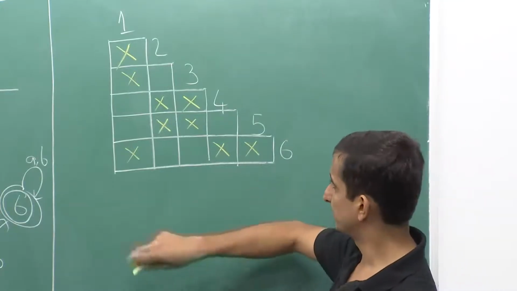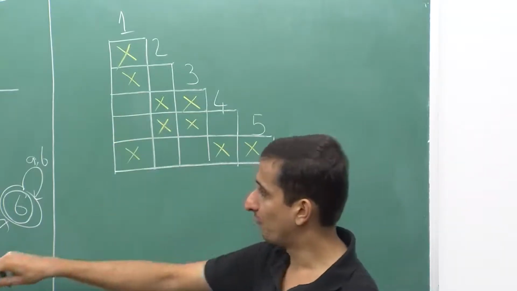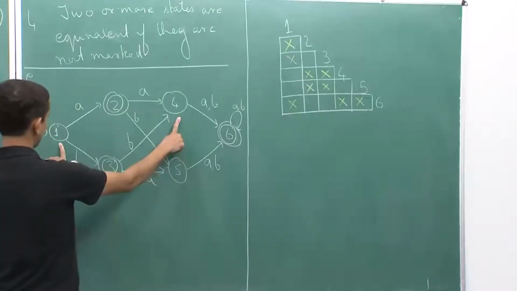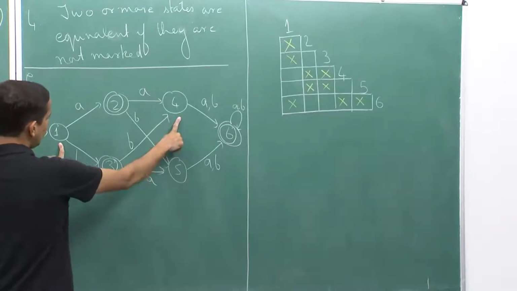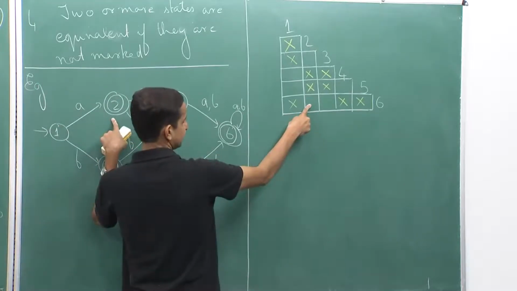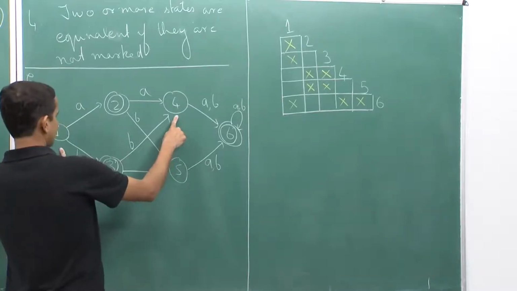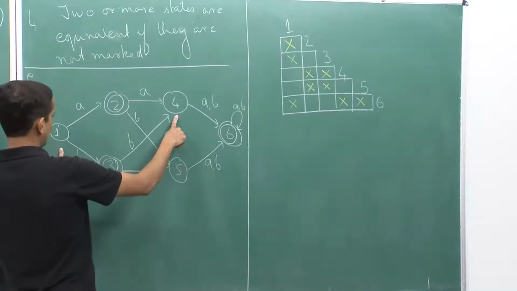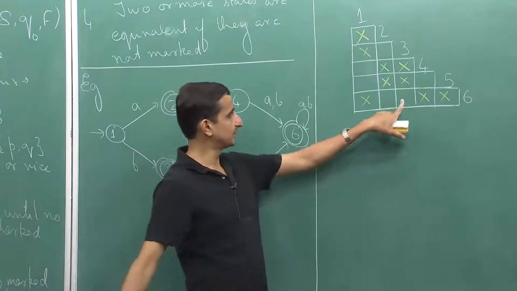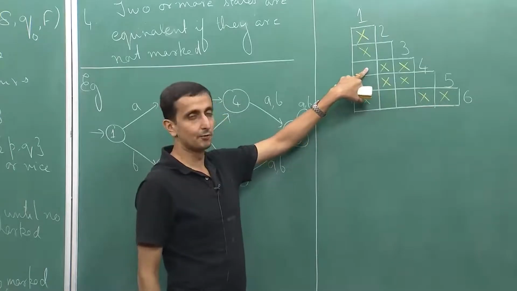Okay. So, let us look at the first unmarked pair 1 comma 4. So, from 1 comma 4 on an A, where do we go to? From 1 comma 4 on an A we go to 2 comma 6. Okay. So, 2 comma 6 is not marked, so we can't do anything. Again on 1 comma 4 on a B we go to 3 comma 6. Once again 3 comma 6 is not marked, so we cannot mark 1 comma 4.